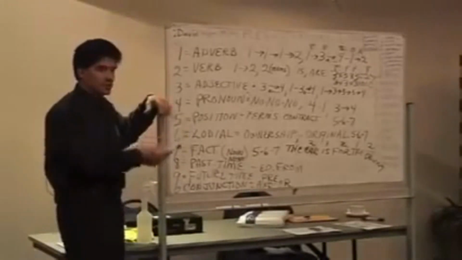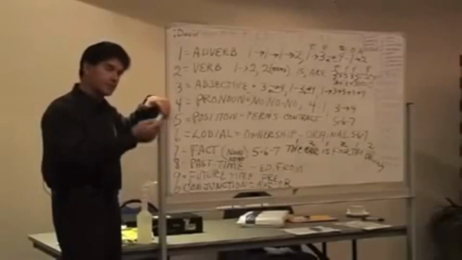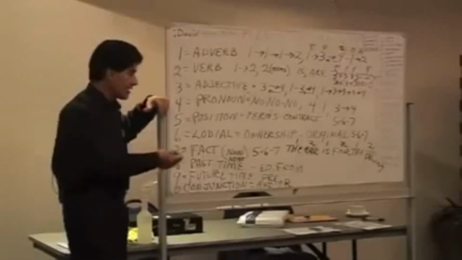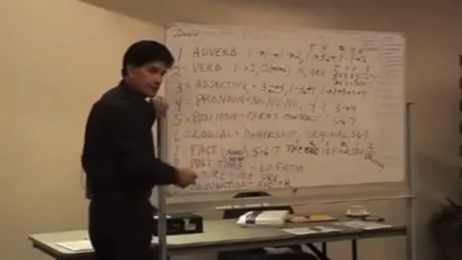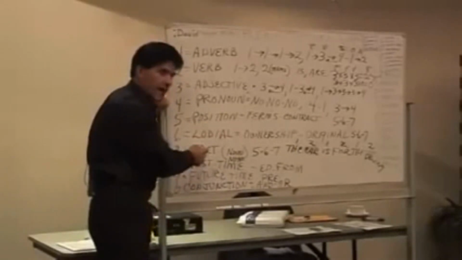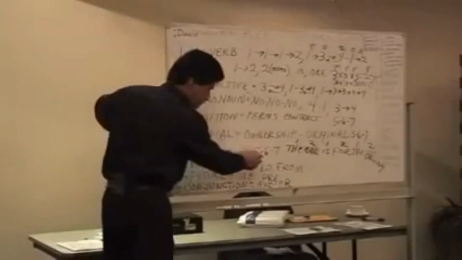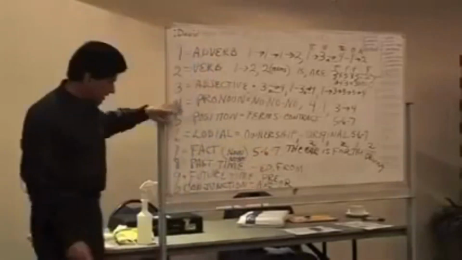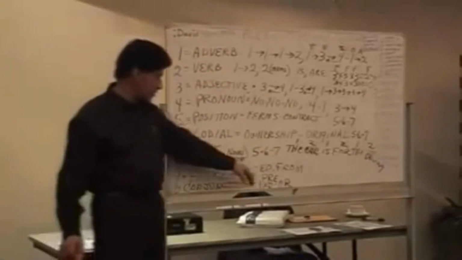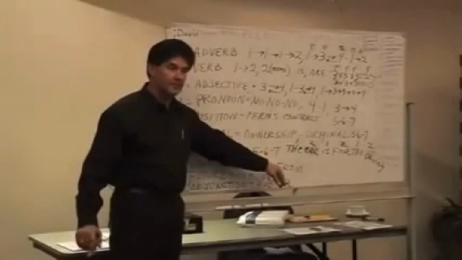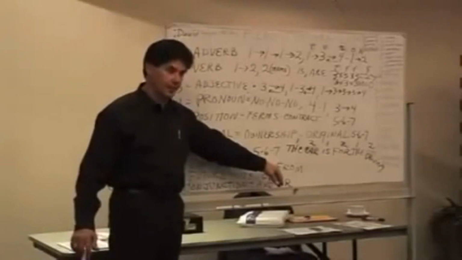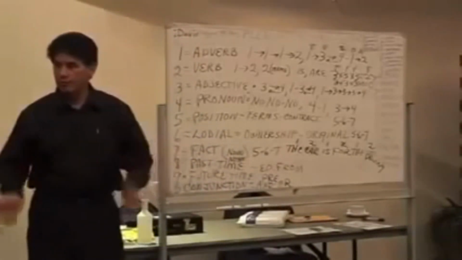The position is the terms of what your contract is. And once you have your terms of your contract established, we then can have the lodial ownership, which is original. And with these two together, we now have a fact. And once we have a fact, it will become the positional lodial fact phrase. And then you have past time. Past time would be words that end in ed, or the adverb from, or the prepositional phrase from. Either way, you are removed from now time.